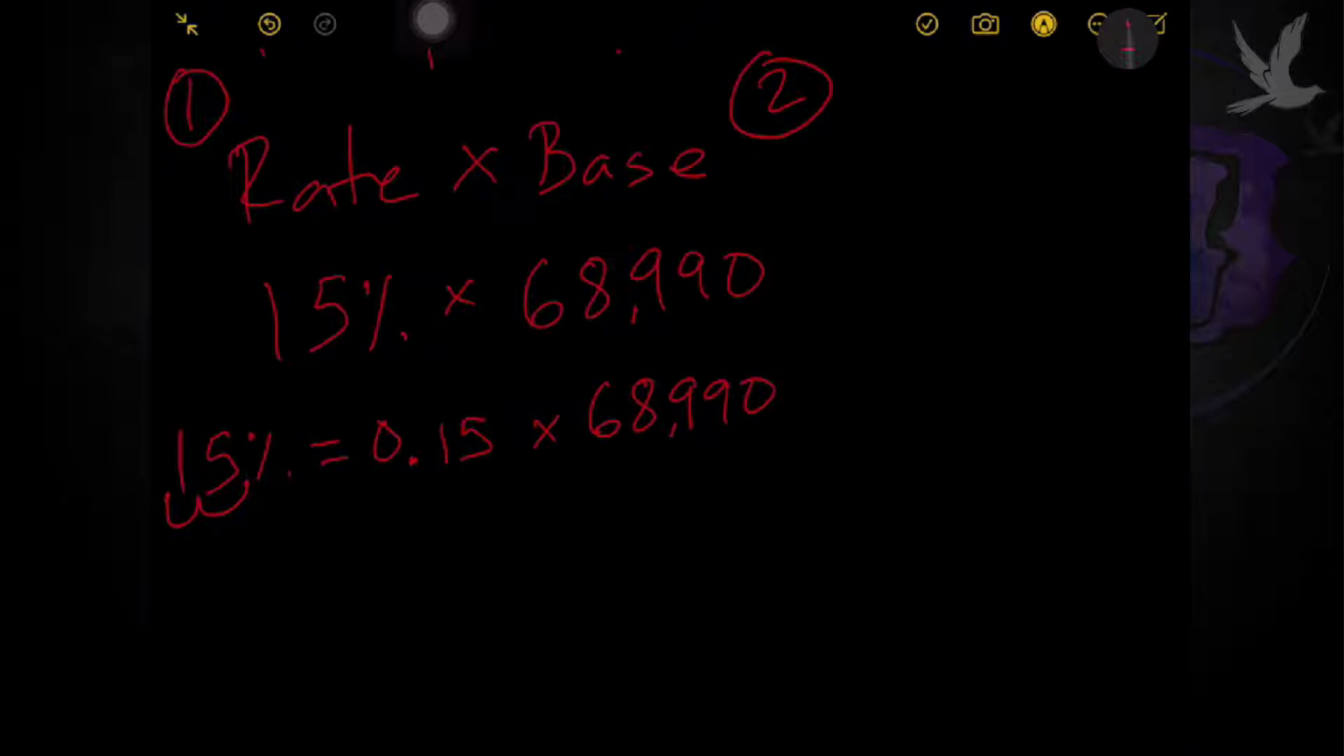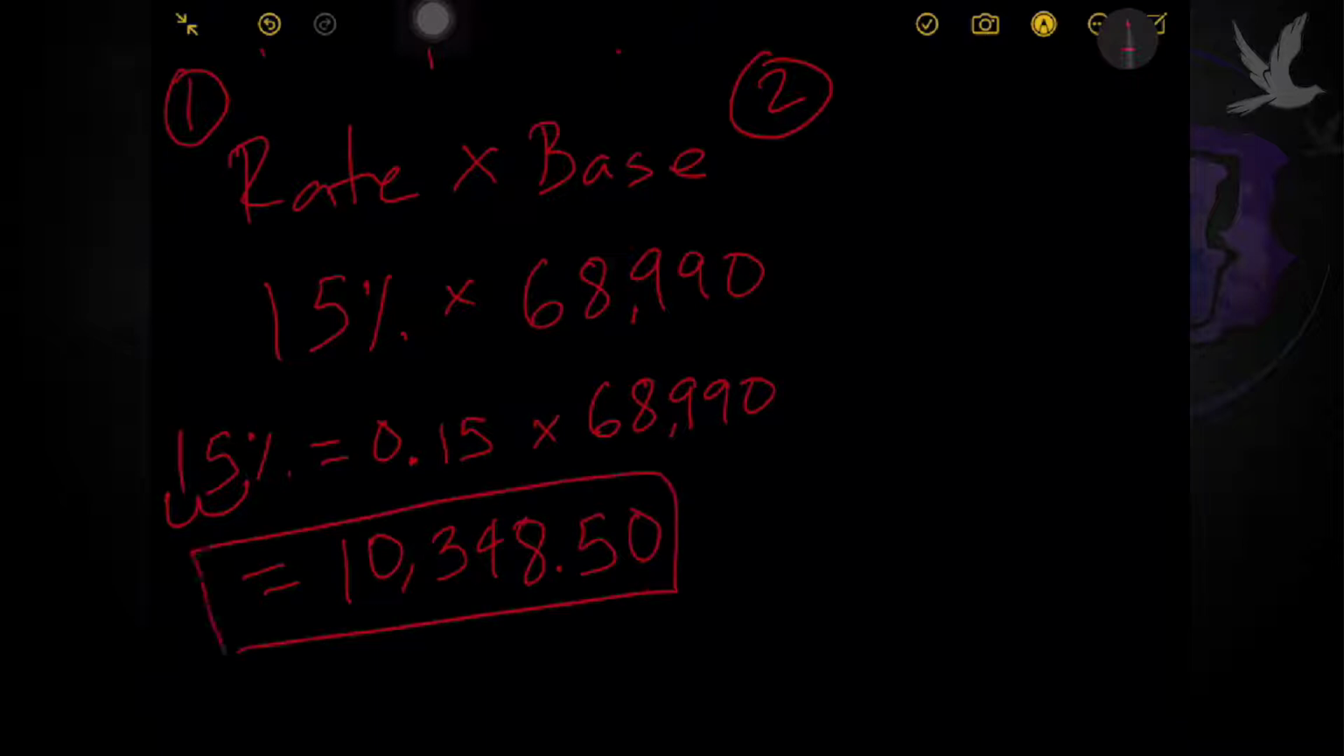So that's 68,990 multiplied to 0.15. Okay, and doing that in your calculator, you'll have 10,348.5. But since this is a value, add a 0 there. Okay, kasi money yan. Walang 0.5 sa money, meron 0.50. Okay, that's just formality in terms of money. Okay, this is now your answer in step 1.